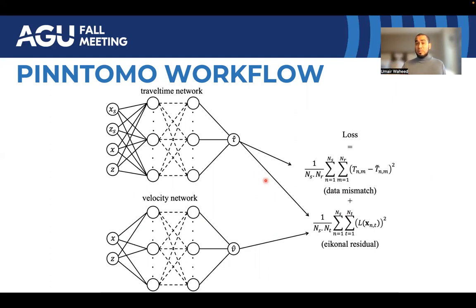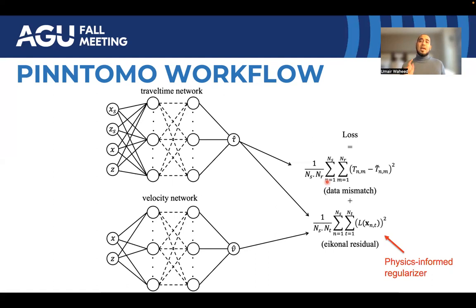So this is essentially what we do: we are trying to predict travel times and velocity values that not only match the data that we have observed, but in the process also satisfy the underlying partial differential equation, or the physics of the problem, which is governed by the Eikonal equation.